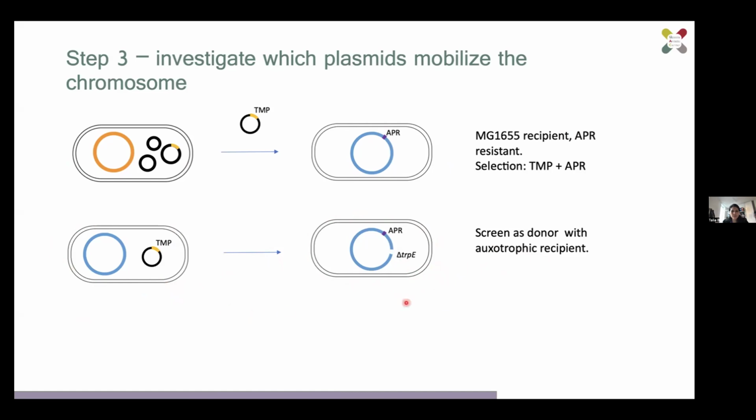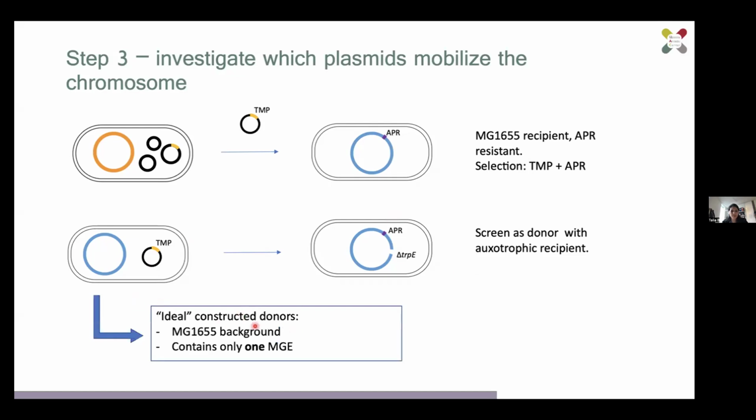I also do this experiment using MG1655 as a donor. So this strain, but without the plasmid. And then I show that I don't get any hybrids. But if I have the plasmid, then I get hybrids. So our ideal new donor would be an MG1655 background. So the chromosome is MG1655, and it only has one mobile genetic element from the original clinical strain. So in this case, we have only one plasmid.